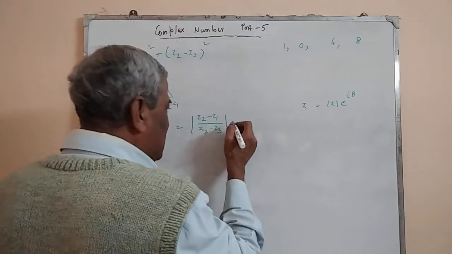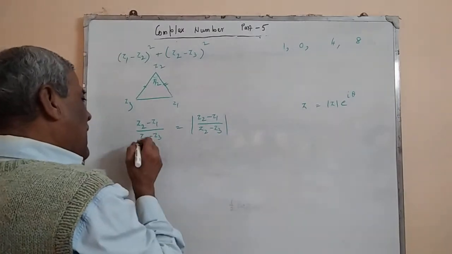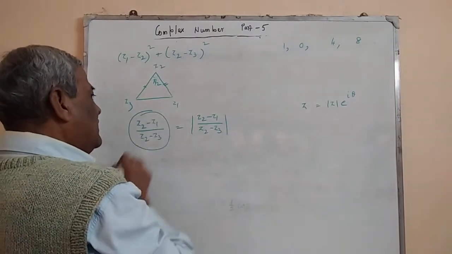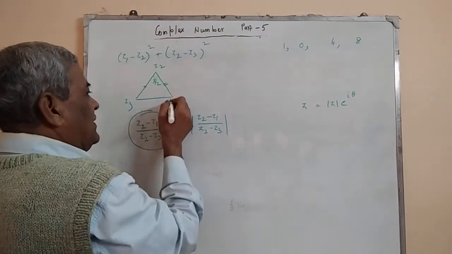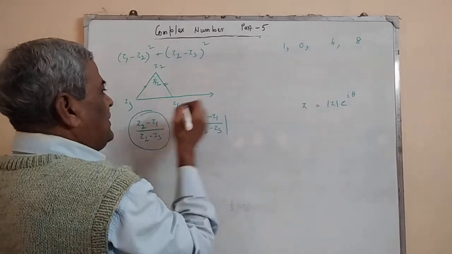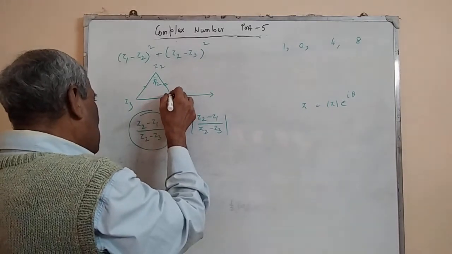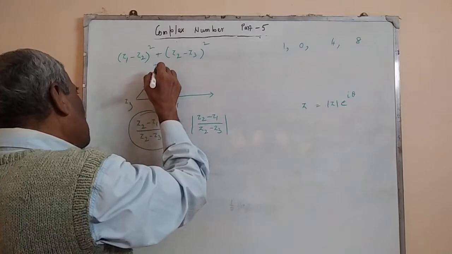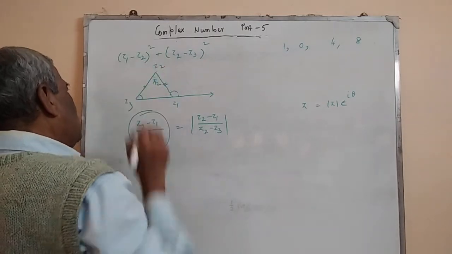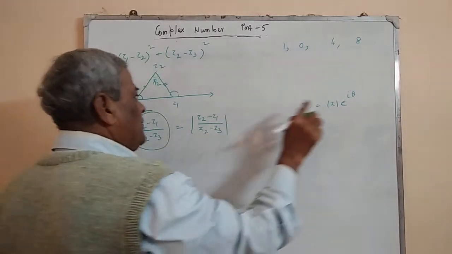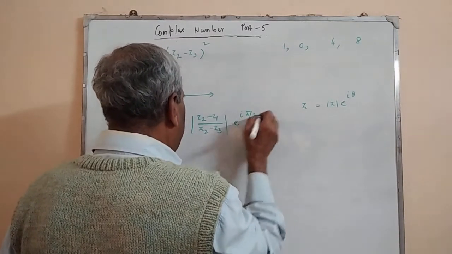Now what is theta? Theta is the argument of this complex number. Here we have to write the argument of Z2 minus Z1 minus the argument of Z2 minus Z3. If we take this as parallel to the x-axis, it is the argument of this minus the argument of that, which is this angle, equal to pi by 2. So e to the power I theta means e to the power I pi by 2.